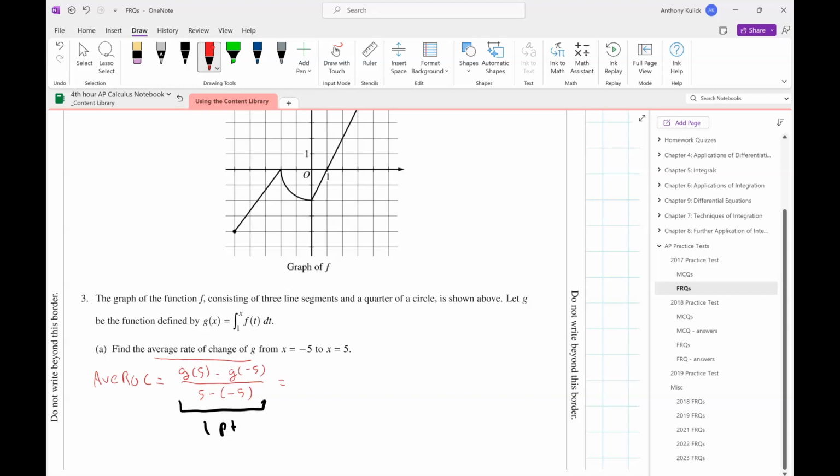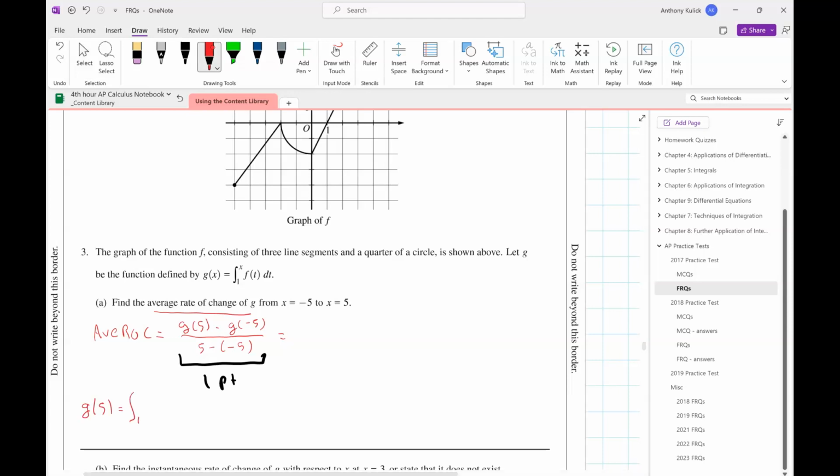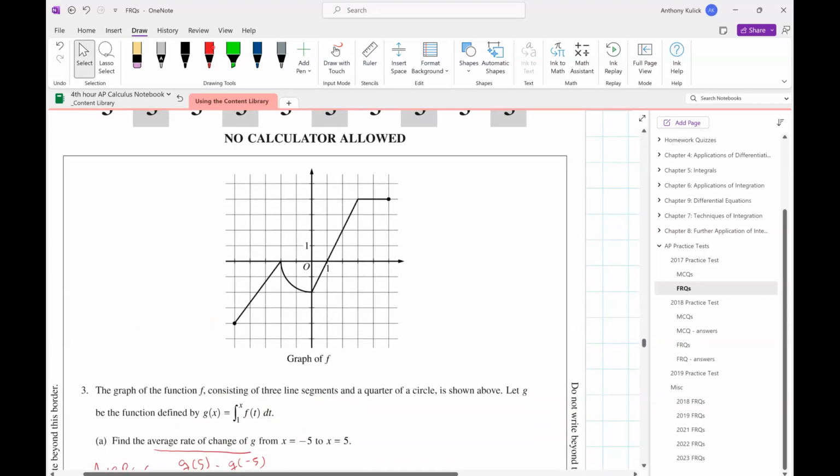How are we going to calculate g of 5? Well, that's going to be the integral from 1 to 5 of f of t dt, right? Do you have an equation for f? No. What do you have for f? A graph. How are we going to calculate the integral from 1 to 5 of f? We're going to do the area under the curve.